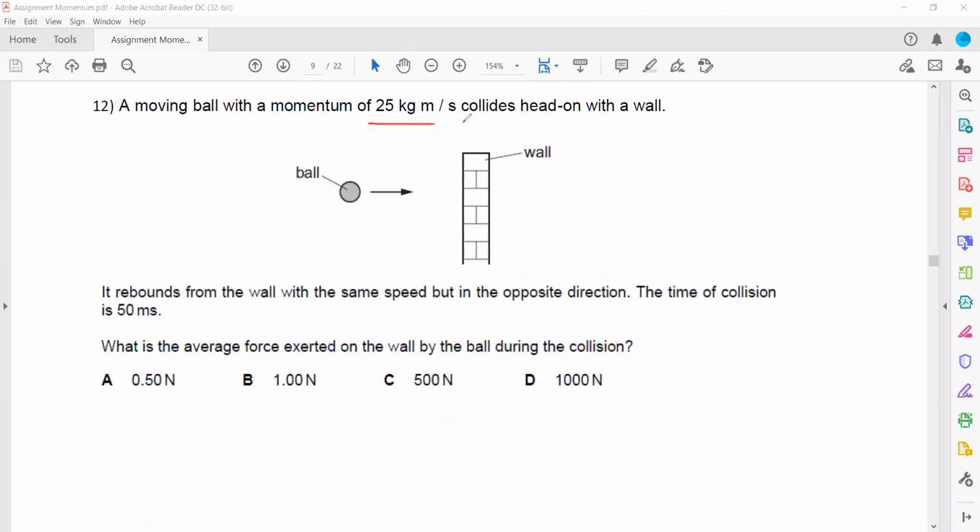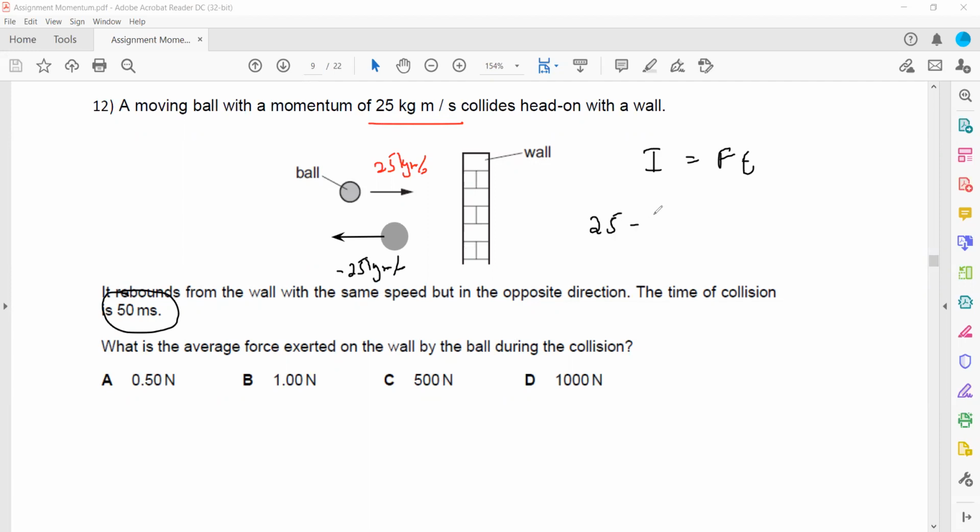Then a ball is moving with a momentum of 25. It collides, so the initial momentum is given as 25 kilogram meter per second. The ball bounces off with the same speed, but it changes direction, and when the direction changes, the momentum also changes. So the final momentum is minus 25 kilogram meter per second. It comes in contact for 50 millisecond. We have to calculate the force. Impulse is equal to force into time, and impulse is the change in the momentum.